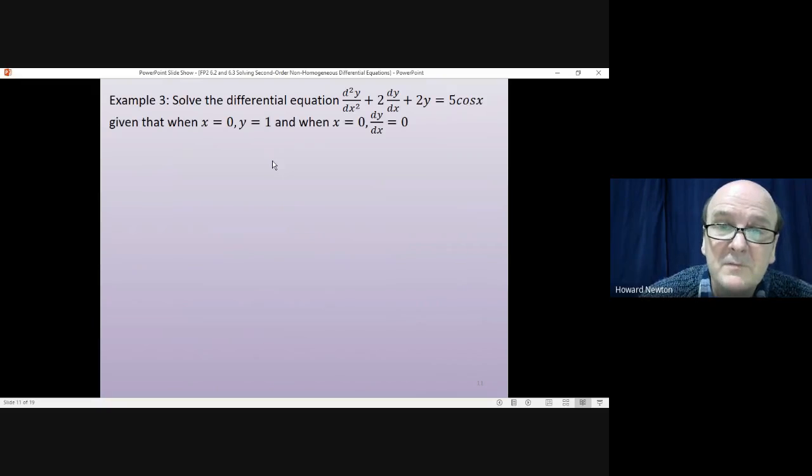and find the value of the other two constants, because we've been told that when x is 0, y is 1, and when x is 0, dy by dx is also equal to 0. So using these boundary conditions, we'll be able to find the values of the other two constants in the general solution. This is quite a long question. I'll let you have a go at it yourself first. So pause the video and come back to me again when you're ready.